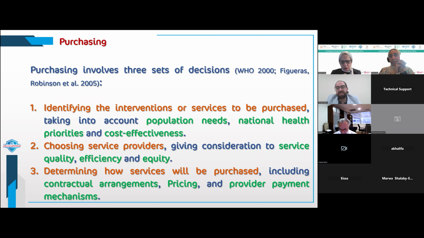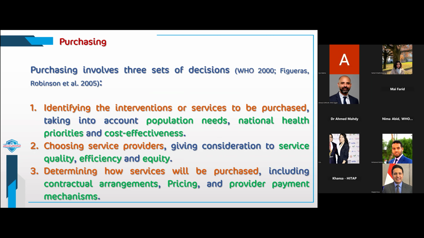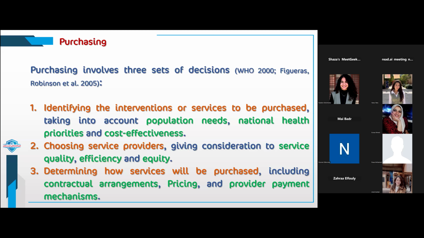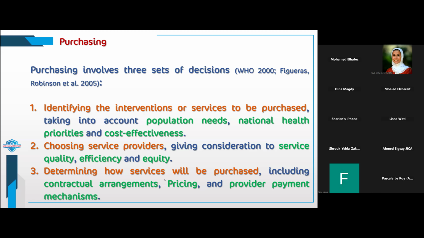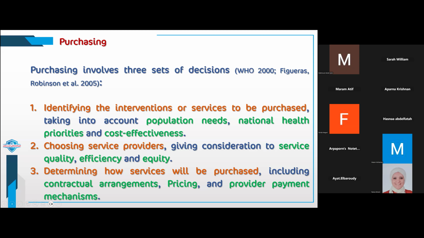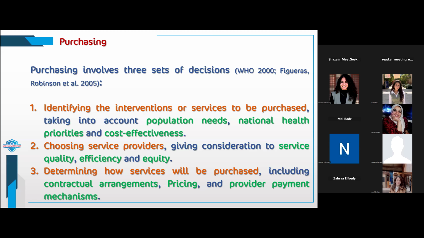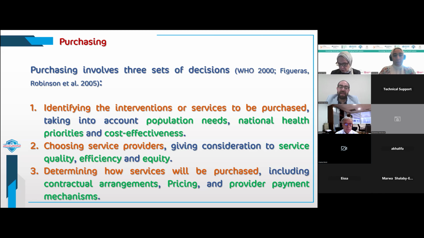The second set of decisions would be related to choosing service providers, and usually we give consideration to the service quality, the efficiency, as well as the location of these providers to ensure equitable access and availability of healthcare services to the population that we actually serve. And the third set of decisions are related to determining how these services are being purchased. So this includes the contractual arrangements, the pricing negotiations, the development of provider payment mechanisms, as well as the rules that govern the entitlement to services under the universal health insurance.